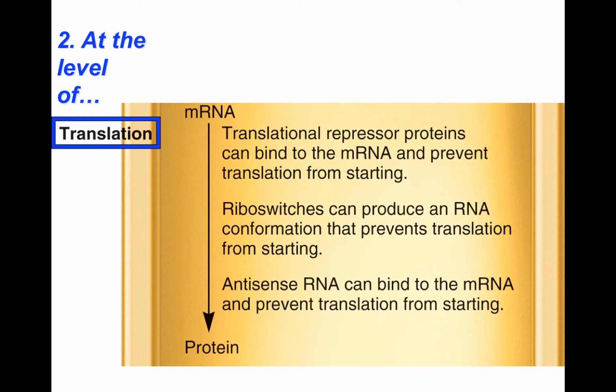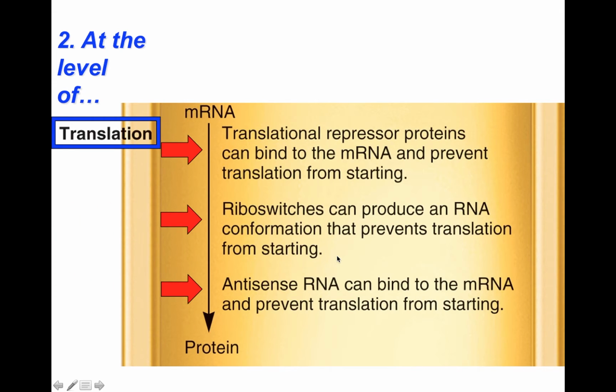At the level of translation, messenger RNA that has already been produced can have repressor proteins that bind to it and prevent translation from starting. In addition, riboswitches, which are conformations of the RNA molecule itself, can prevent translation from starting by binding other small effector molecules.